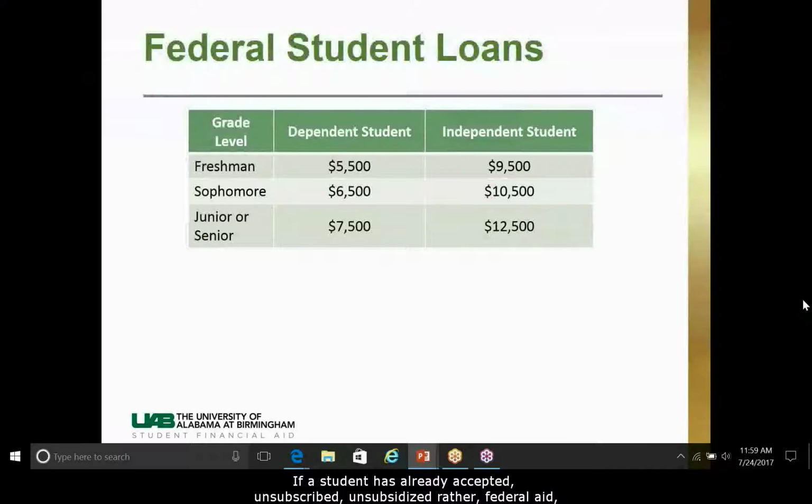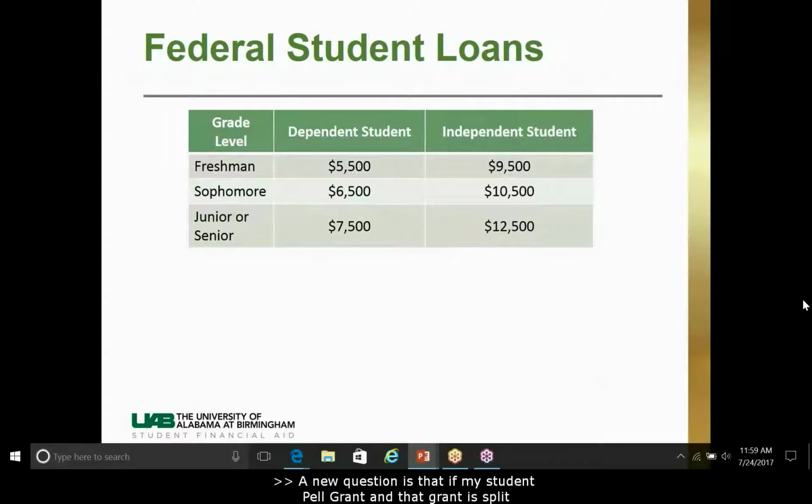If a student has already accepted unsubsidized federal aid and now wants to decline, what steps need to be taken in order to do so? Sure, that's easy. The student can email the financial aid office at finaid@uab.edu and just ask that the loan be canceled. Just make sure to include a Blazer ID or their B number so that we make sure we get the right student.